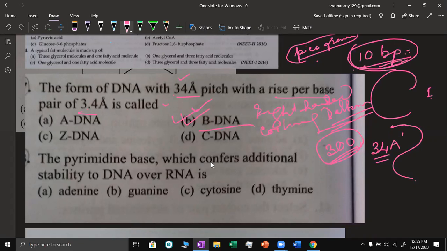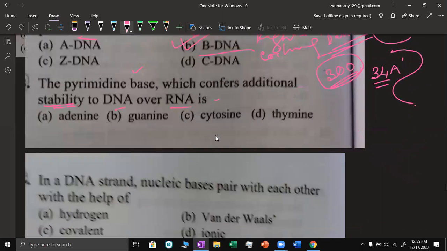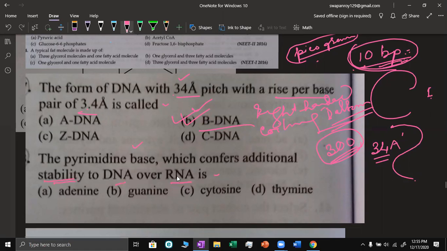The pyrimidine base which confers additional stability to DNA over RNA is... In the pyrimidines, there are thymine, uracil, cytosine. So in the RNA it is uracil, here it is thymine. So thymine is there in the DNA.